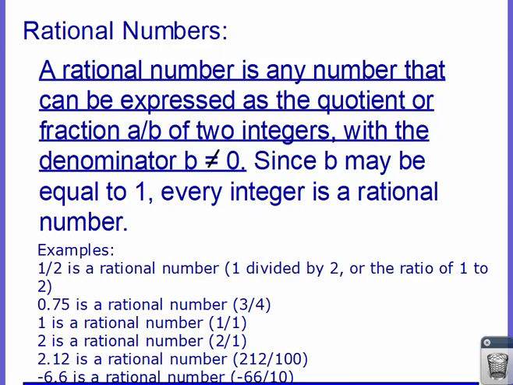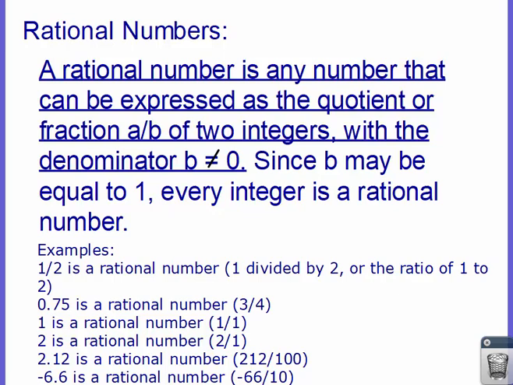Okay, here are some examples. We have 1/2. That's a rational number because I can write it as 1 over 2, which is a fraction. 0.75, I can write that as a fraction, it's 3 over 4. So it's a rational number. 1 could also be written as a fraction as 1 over 1. 2, the same thing, 2 over 1. But you can also use decimals, the positive and negative versions of numbers. And this is where we bring in our fractions.